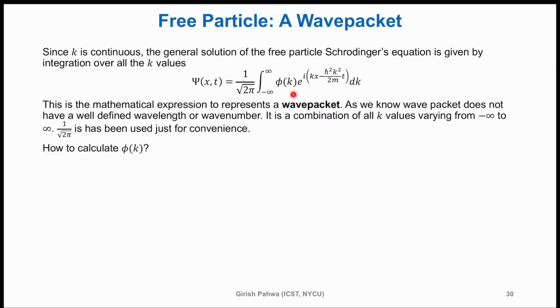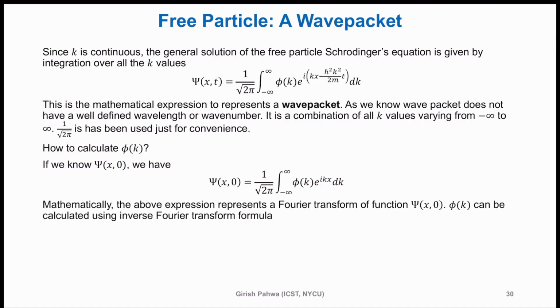How do I do that? Now we know that psi x comma 0, let me put t equal to 0 here. So this part is gone, right? I have a more simplified relationship here. Simply some weight factor times e to the power iota kx summed up over k. Very simple. Yes? How do I calculate the phi k from here? Phi k can be calculated by this thing.